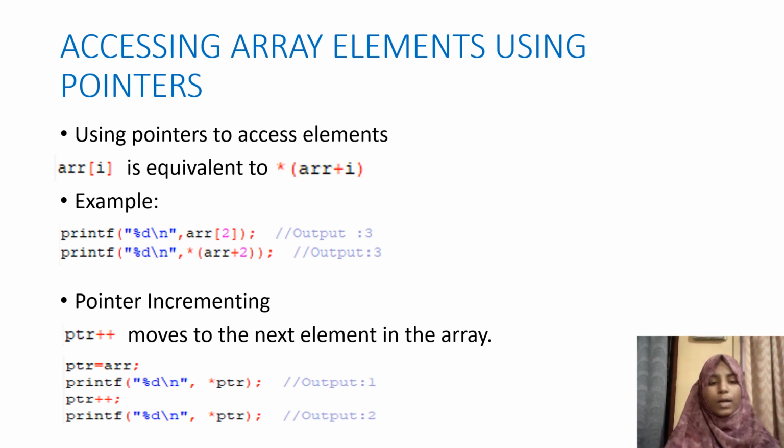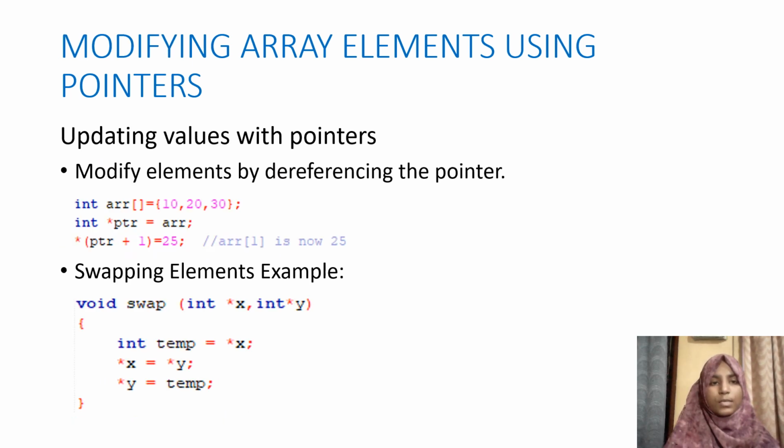Next, it comes to pointer incrementing. The ptr++ moves to the next element in the array. The example is mentioned here. Before incrementing, the output is 1, and after incrementing, the output is 2. The modification of array elements using pointers is shown with examples and also includes the swapping of elements.